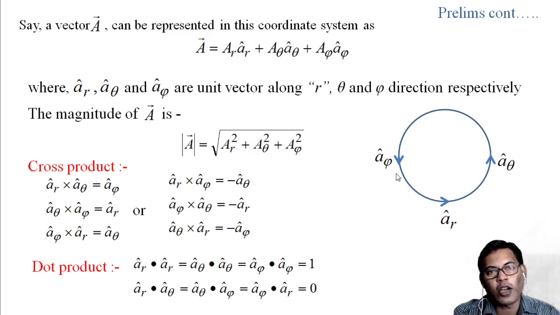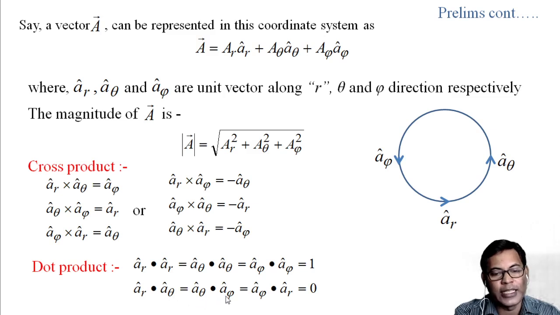Now, the dot product of the unit vectors also we can find out. Here we know this is an orthogonal coordinate system. So, a_r dot a_r, a_theta dot a_theta and a_phi dot a_phi will be 1, because cos 0 is 1. So, that is why this will be 1, and as this is an orthogonal coordinate system, a_r dot a_theta will be equal to 0.